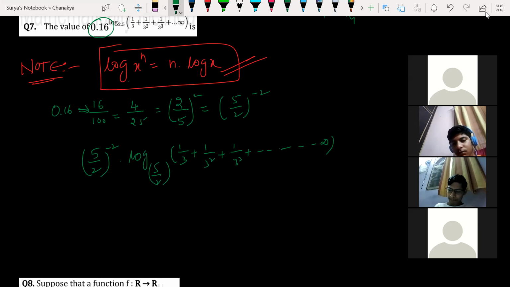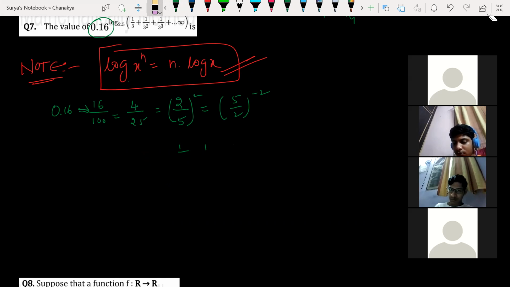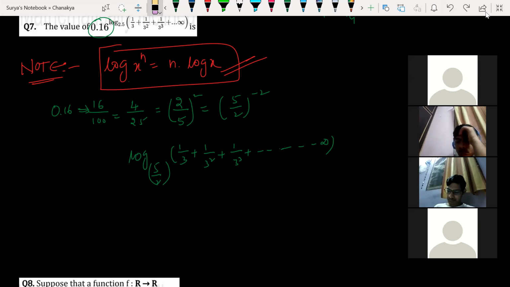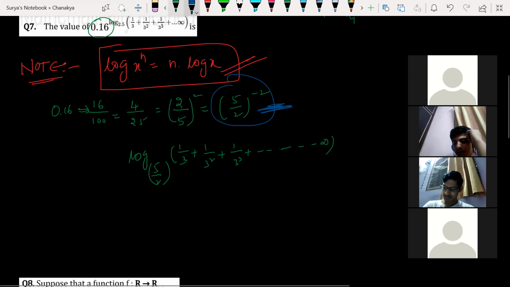Oh my goodness. So 16 to the power of something we have here. Be careful, guys. So 16 to 0.16 to the power of something we have. So 0.16, what we wrote here? This one. 0.16 is what? So this to the power of that one.